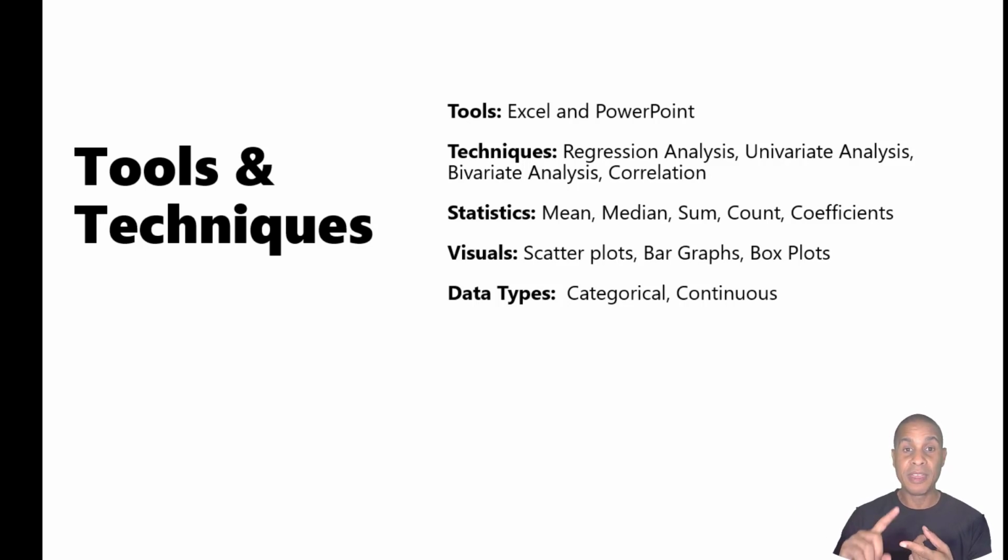So data types, we are going to be looking at categorical data. For example, male or female is a category. Region could be a category. And we're going to be looking at continuous data, such as age or something else that may be in our data. So let's jump over into Excel.